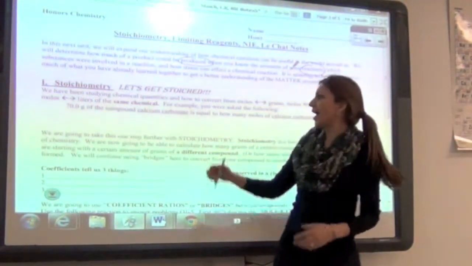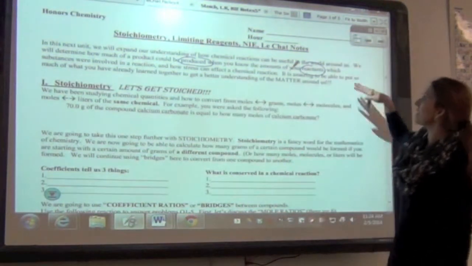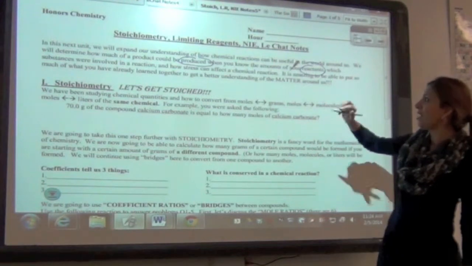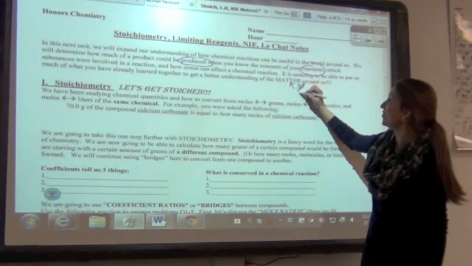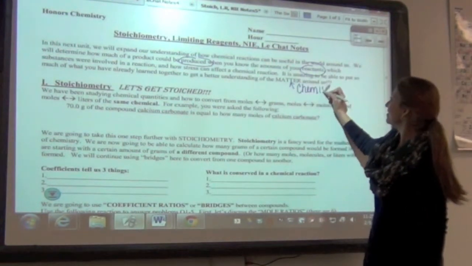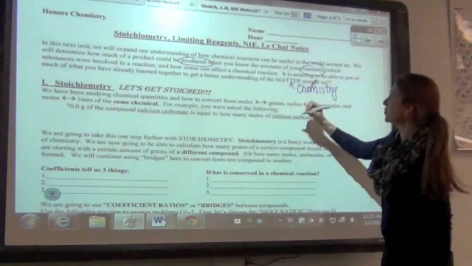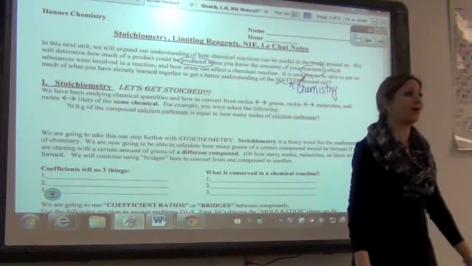It's amazing to be able to put so much of what you've already learned together to get a better understanding of the matter around us. Matter is just the study of what? Yeah, chemistry is the study of matter. That's what we're studying, just matter around us.